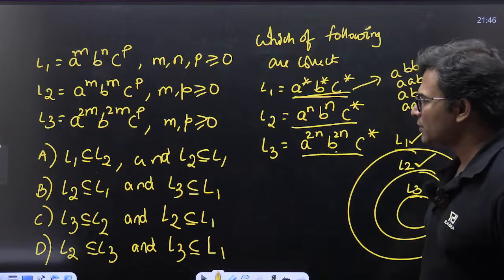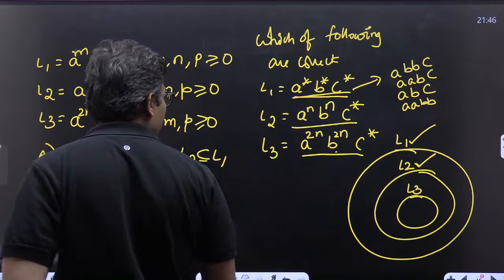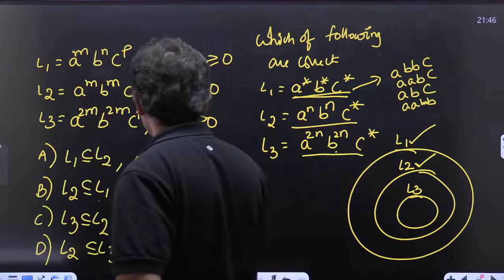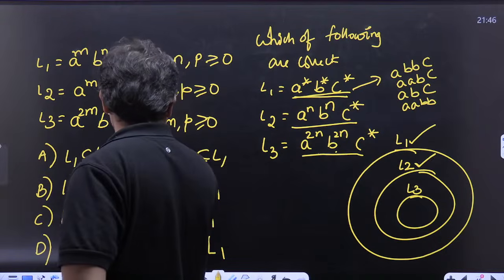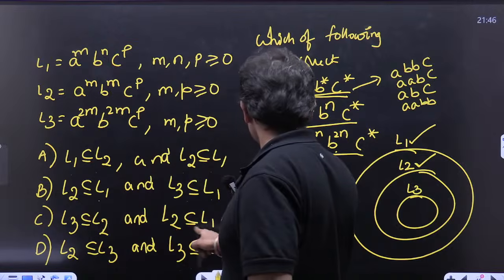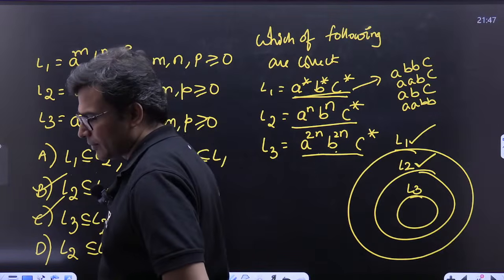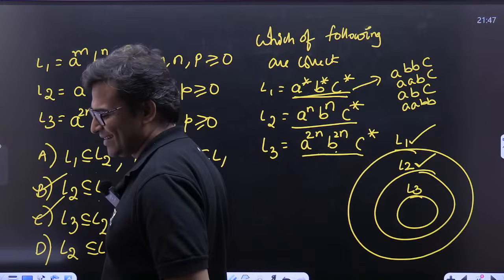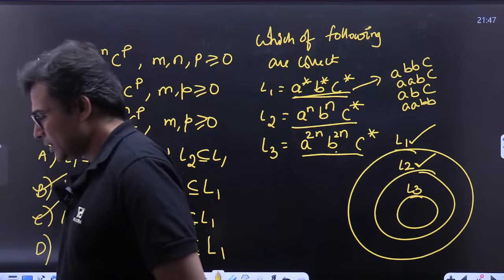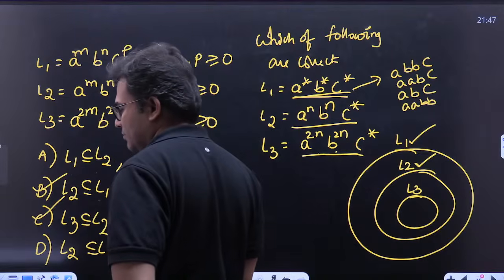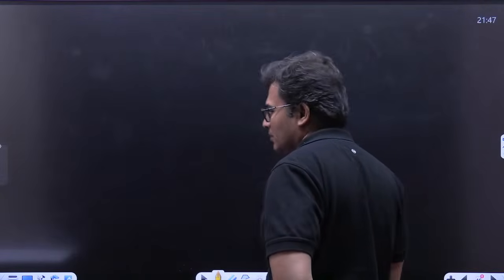So if you take this relation, L2 is a subset of L1, right? And L3 is a subset of L1, right? And L3 is a subset of L2, right? And L2 is a subset of L1, right? So B and C both are answers. Go B, C. Okay, B and C both are correct answers. Fine.